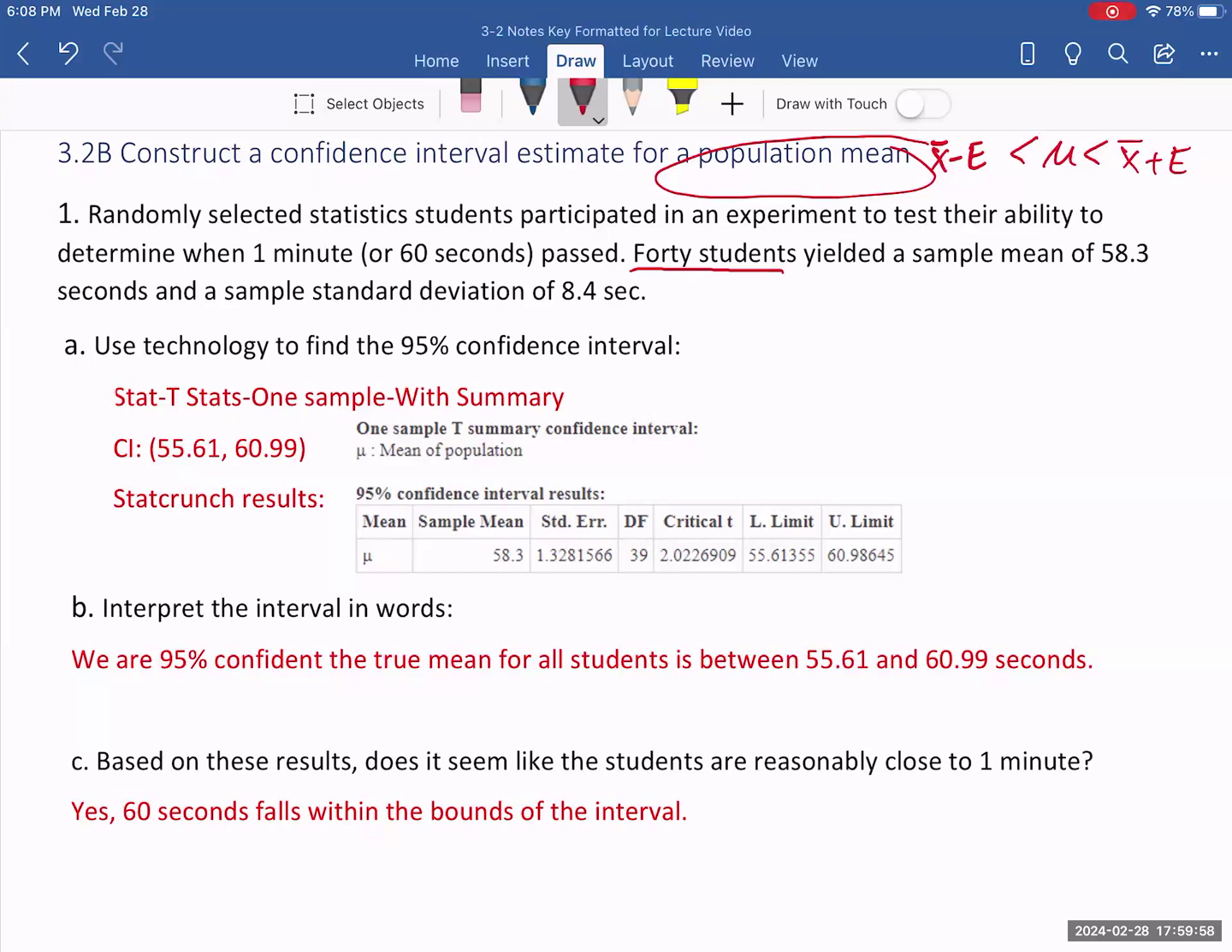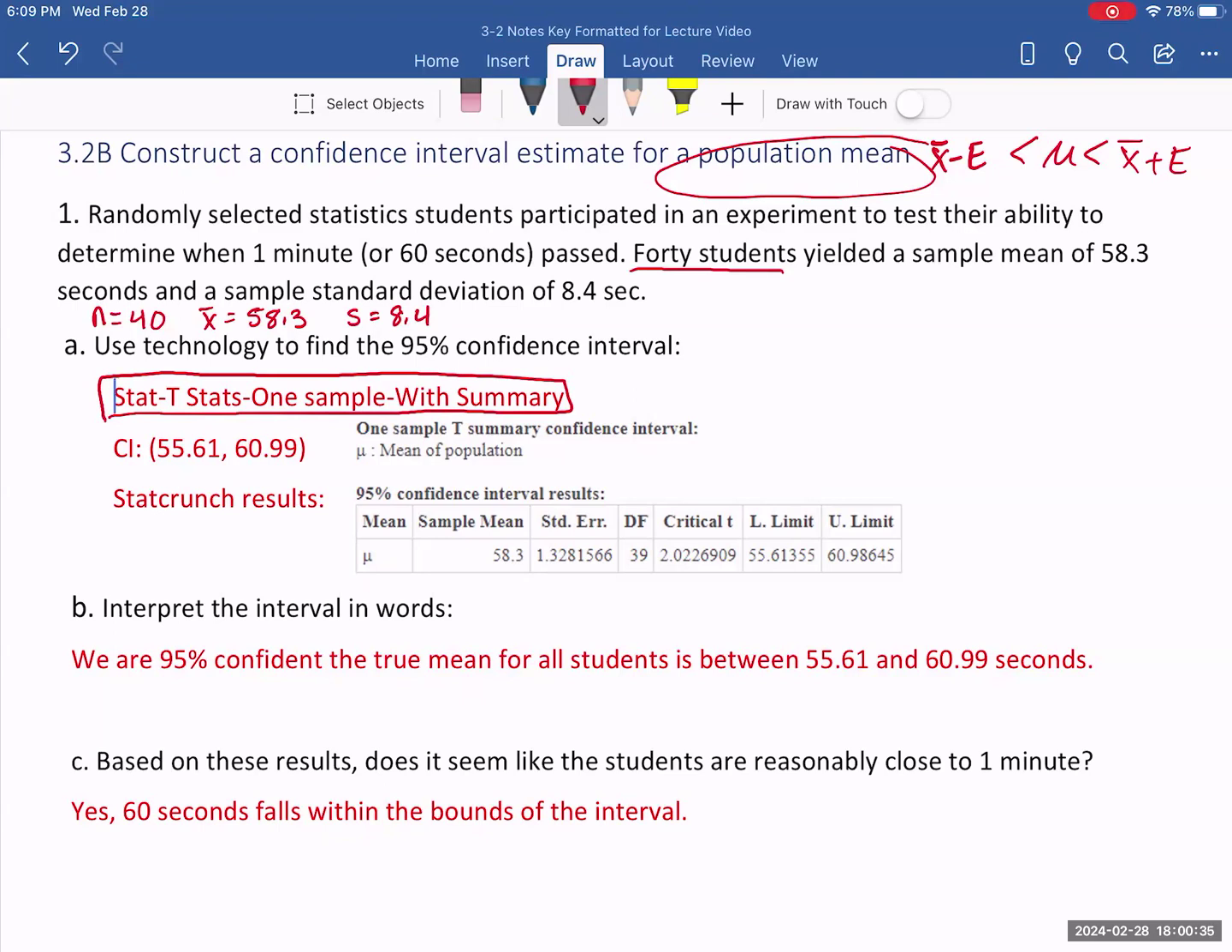We have a sample mean, so X bar is 58.3. So I'm going to write down n equals 40. And our X bar, you said, is 58.3. And what's our sample standard deviation? 8.4. And that is the information that we are going to put into our T-stats one sample with summary to find the confidence interval. Perfect. Let's do it.